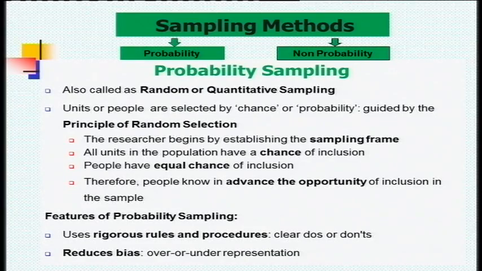In probability sampling, the units or the people know their chance of participating in the study because of the principle of random selection. There are very important features that we need to take into consideration when we are looking at probability sampling. First, it uses rigorous rules and procedures. There are very clear do's and don'ts. If you do this, you'll be able to generate a sample that reflects the entire population. If you don't do this, you will generate a sample that is not able to represent the entire population, or you will commit sampling bias or sampling error. Very clear rules and procedures.